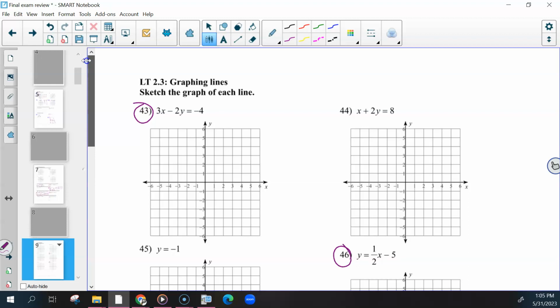For 43, we have to get this back in slope-intercept form, subtract 3x on both sides, -2y equals -3x minus 4. Divide everything by -2. This would remain a fraction but become positive, so 3 over 2x. And then this would simplify to just be positive 2.